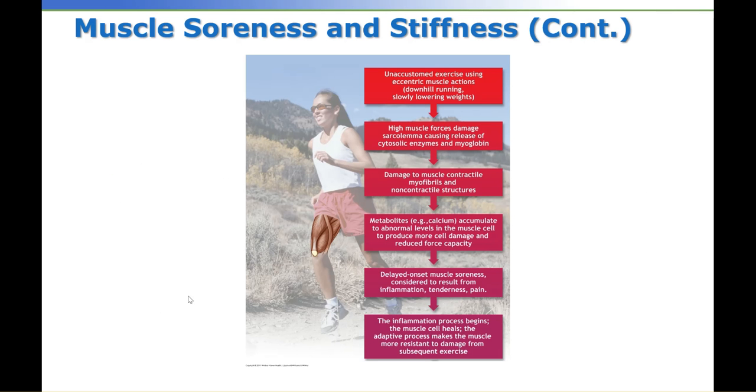And then you have here some of the factors. First of all, eccentric muscle actions can cause this delayed onset muscle soreness or injury. High muscle force damages the sarcolemma, which deals with the calcium, okay? And that's another factor. Damage to muscle contractile myofibrils, muscle fibers, and non-contractile structures. You have certain things like ligaments that don't have much blood supply, and those can be problems too. Metabolites and calcium accumulate to abnormal levels, producing more cell damage and reducing force capacity. Late onset muscle soreness is considered to result from inflammation, tenderness, and pain, and then the inflammation process begins and the muscle cell heals. This adaptive process makes the muscle cell more resistant to damage from subsequent exercise.